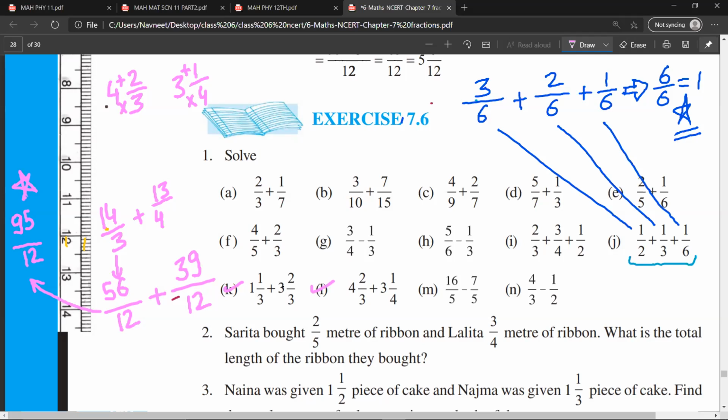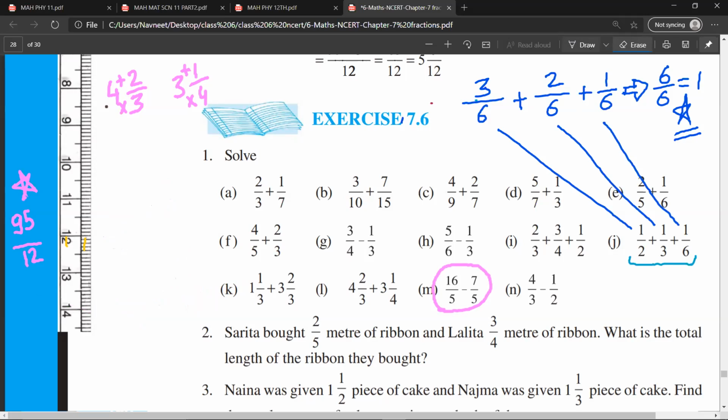We've done this. Okay. What would be the answer of this? 9/5. Perfect. Very nice. This would be equal to 9/5.